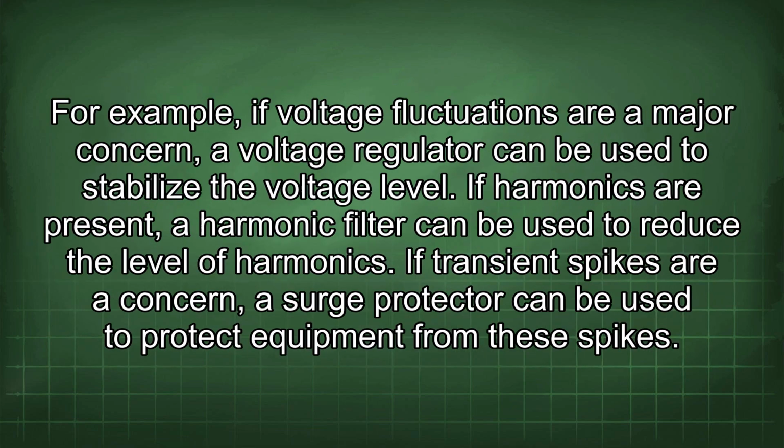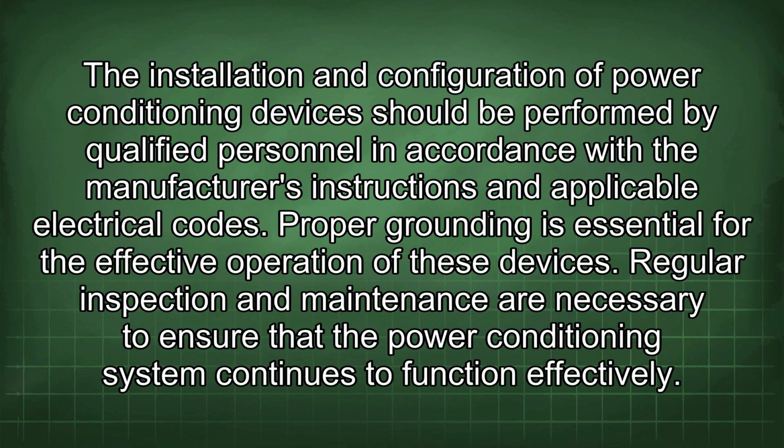For example, if voltage fluctuations are a major concern, a voltage regulator can be used to stabilize the voltage level. If harmonics are present, a harmonic filter can be used to reduce the level of harmonics. If transient spikes are a concern, a surge protector can be used to protect equipment from these spikes. The installation and configuration of power conditioning devices should be performed by qualified personnel in accordance with the manufacturer's instructions and applicable electrical codes.